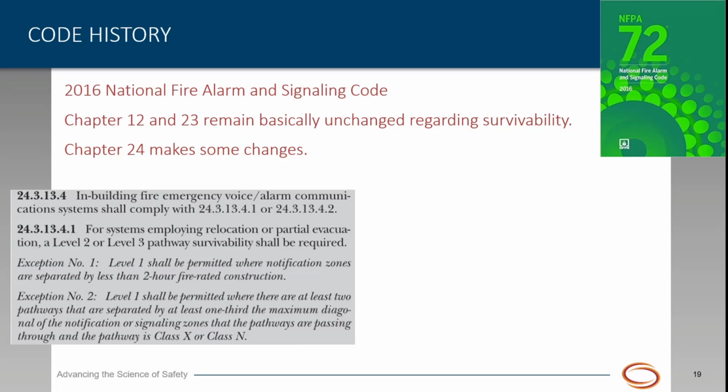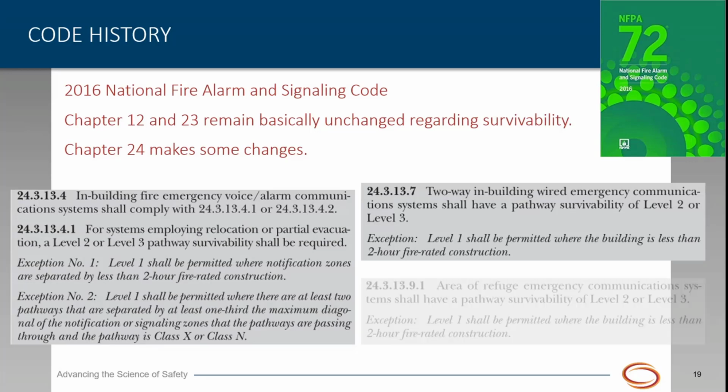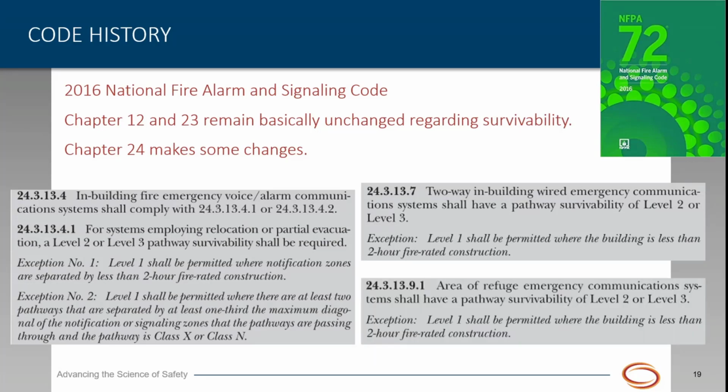And there are a lot of buildings out there that are built with 1-hour construction, such as an ambulatory healthcare occupancy that might be using relocation or partial evacuation as an example. So some relief and some alternatives were provided. Additionally, we saw that same exception provided to the firefighter telephone and that same exception provided to the area of refuge systems. Again, if you're less than that 2-hour fire rated construction as a building, then you can reduce your survivability to level 1, which again is metal raceway and a fully sprinklered building.